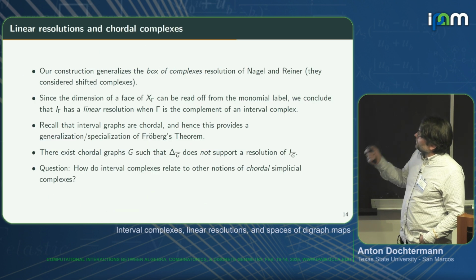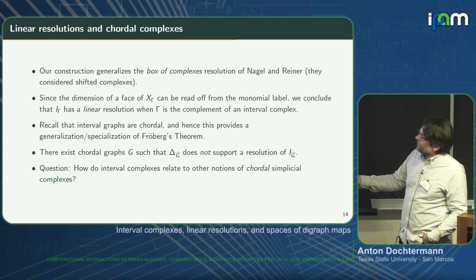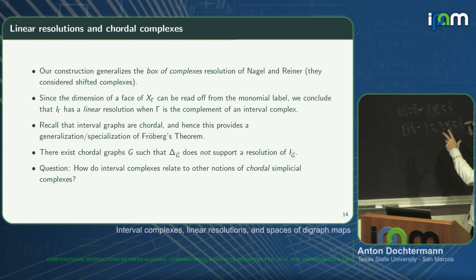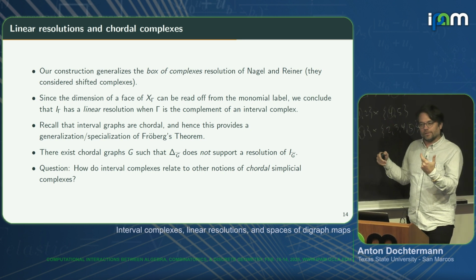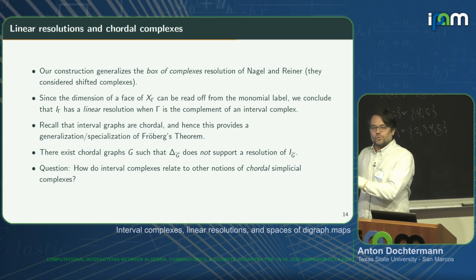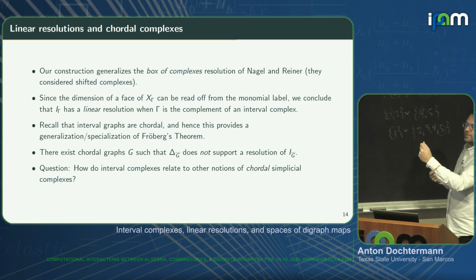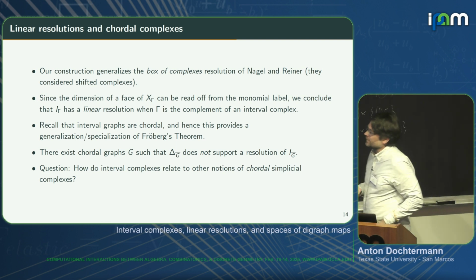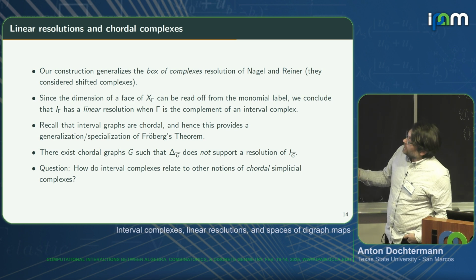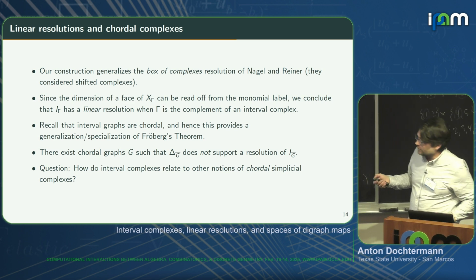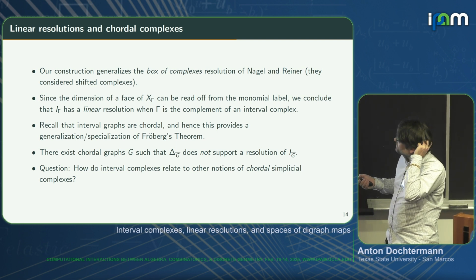Maybe I'm jumping ahead. The second point is that if you look at this construction, you can read off the monomial corresponding to every face. This data tells you the degree of the monomial playing that role in that chain complex. And it so happens that you'll always have linear maps, these degree 1 entries in the matrices. So this will always be a linear resolution. This is generalizing a construction of Nagel and Reiner that they considered for shifted complexes.